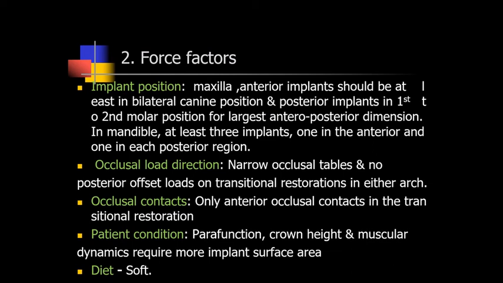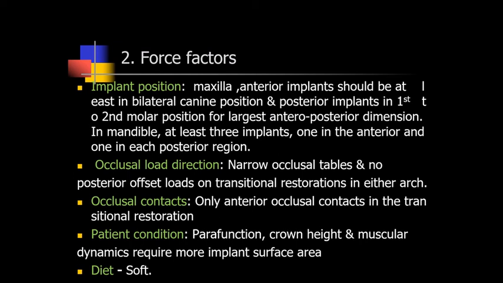Coming to occlusal load direction, so narrow occlusal table should be used and no posterior offset loads should be placed on transitional restorations in either arch, and the cemented transitional prosthesis uses a definitive cement like a polycarboxylate or a GIC rather than a temporary weaker cement. And whenever possible, long axis loads should be applied onto the implants. Then coming to the occlusal contacts, that is only anterior occlusal contacts in the transitional restoration.